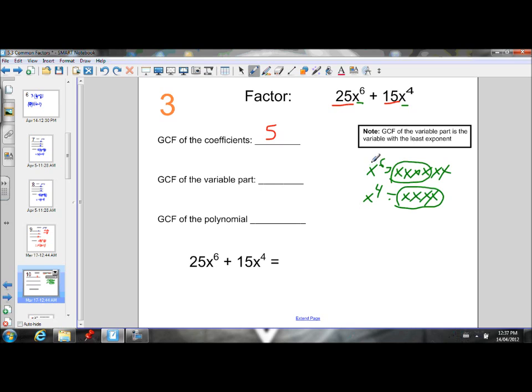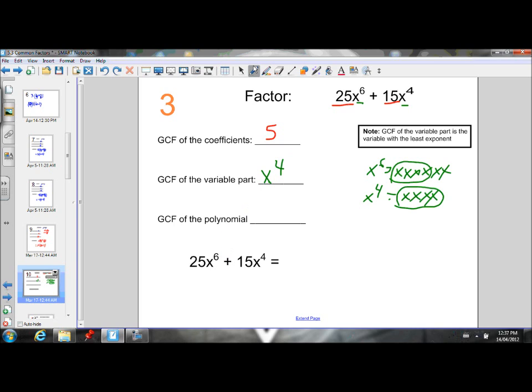A quick little rule: the greatest common factor of the variable part is the variable with the least exponent. So these both have an x. One's an x to the 6, one's an x to the 4. The greatest common factor is the one with the least exponent. x to the 4 has the least exponent, so I can take out an x to the 4.